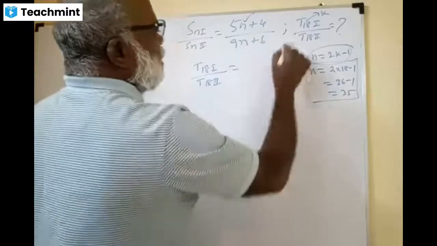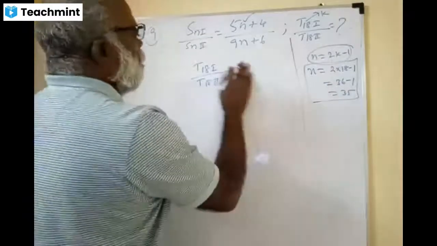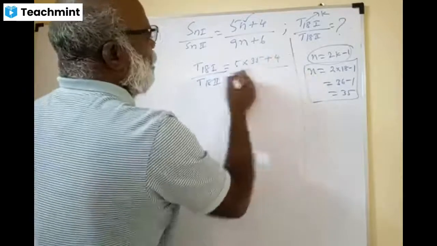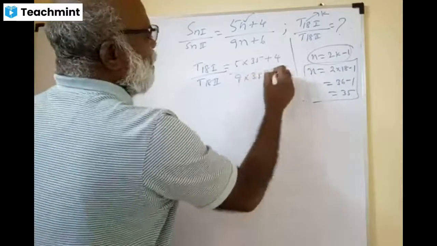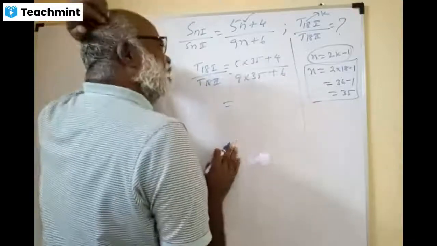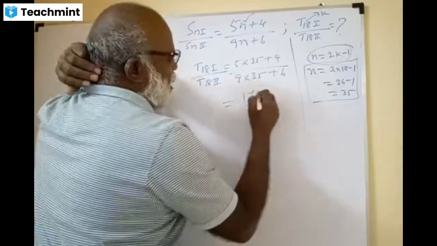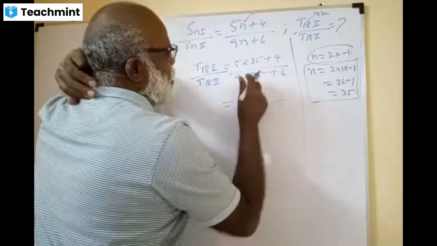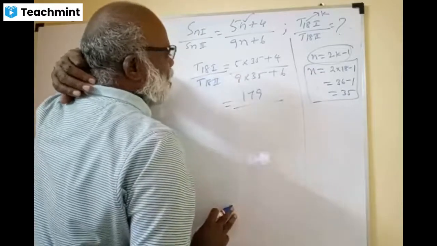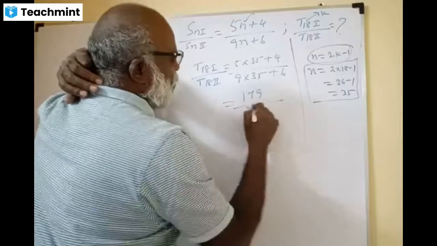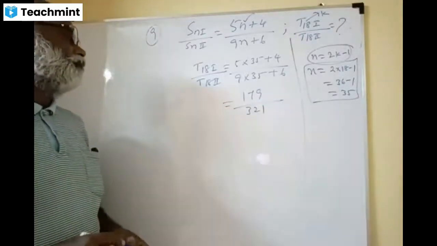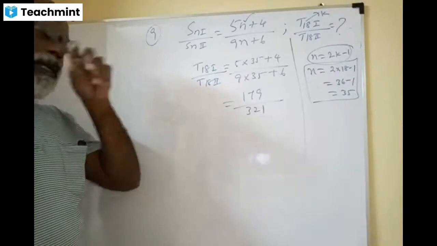So friends, put n equal to 35 now. 5 into 35 plus 4 over 9 into 35 plus 6. 35 5s are 175, plus 4 is 179. 35 9s are 270 plus 45, that is 315, plus 6 is 321. Yes, that's it, correct? Yes or no?